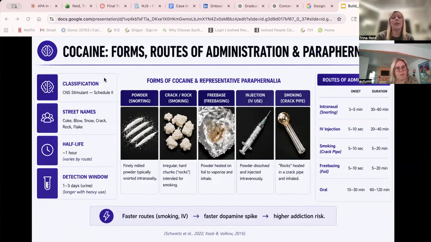Although tolerance develops to the euphoric effects, it does not develop to cardiovascular toxicity, which contributes to overdose risk. Detection times are relatively short, but repeated use leads to neuroadaptations, including reduced dopamine receptor availability and increased dependence.